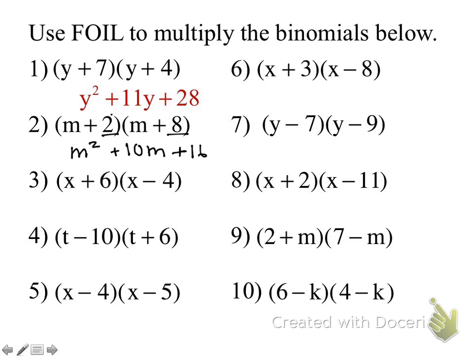Let's do this one. The first one, Dion. Let's go. Next one. First term. X squared. Middle term. Plus 2x. Notice he did positive 6, negative 4. And then the last term?